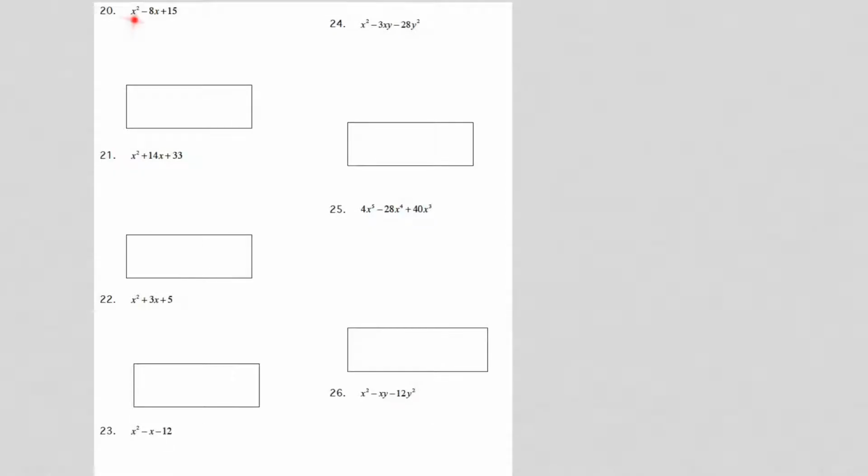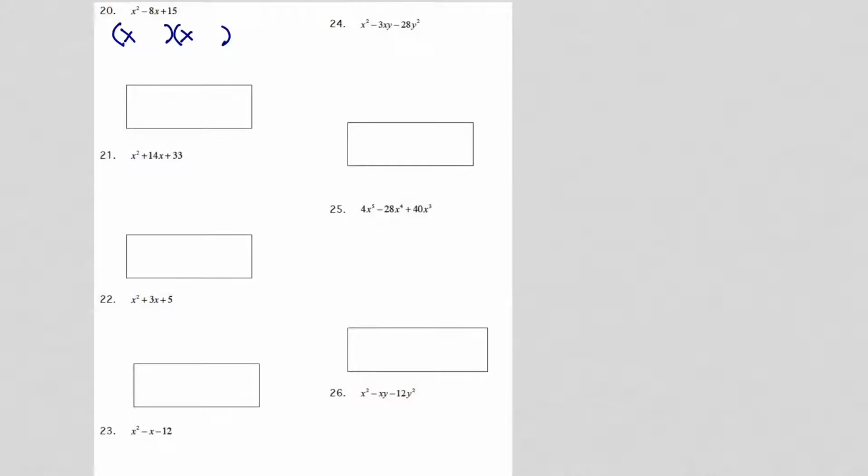Now here in problem 20, we want to factor this trinomial. First thing we notice is there is nothing common all the way through. So let's write our two sets of parentheses, anticipating we can do this. And to get the x squared, we know it's the first times the first. So that's going to be an x and an x.